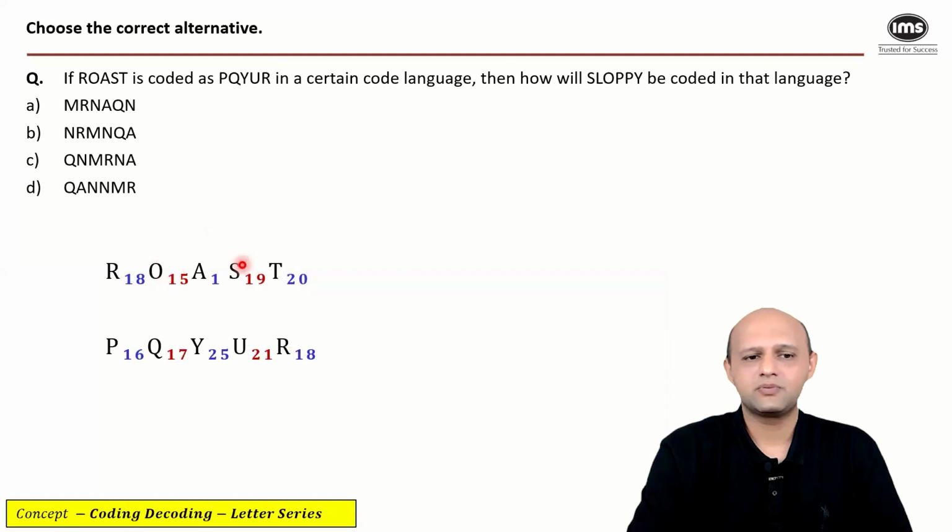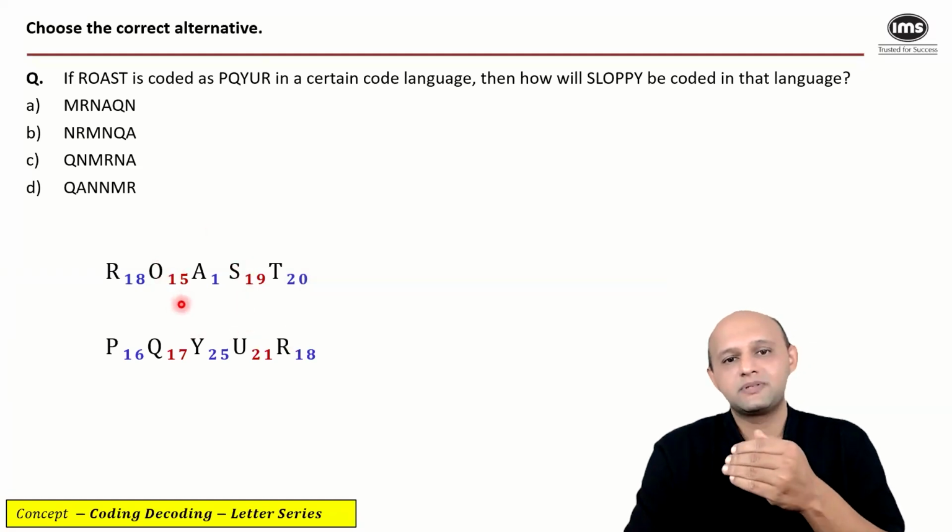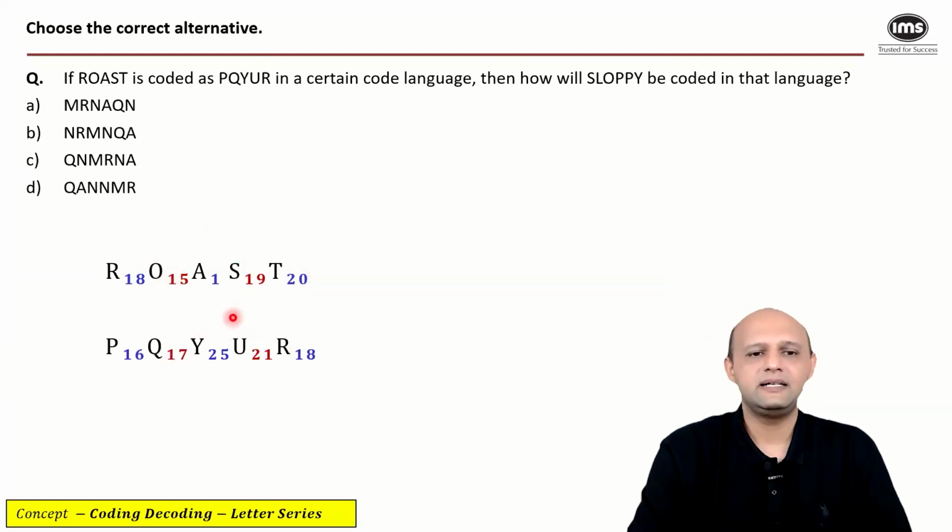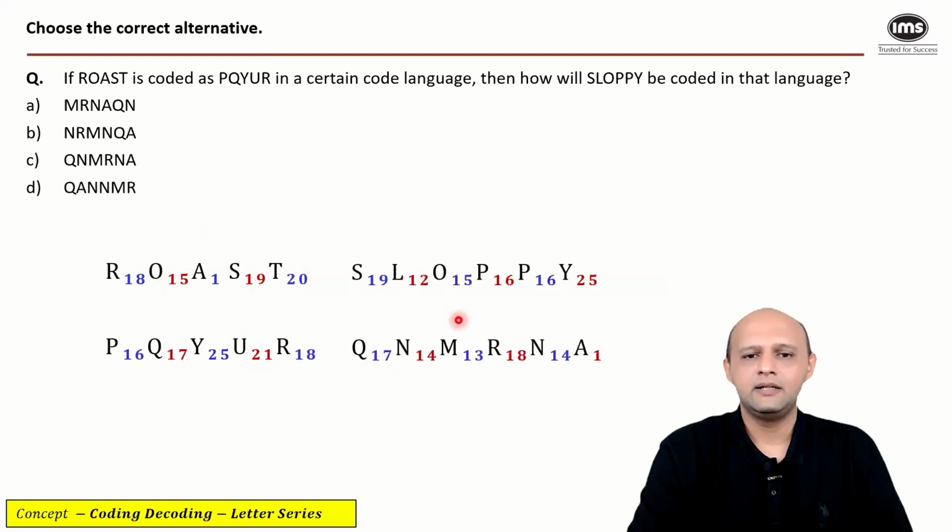At every even place, what is happening is you're moving 2 steps ahead. Okay, so 15 to 17, 19 to 21, and so on. So will this pattern continue in this word sloppy? Absolutely. So you've got 19, and from 19 you'll come back to 17. From 15 you come back to 13. From 16 you pull back to 14.